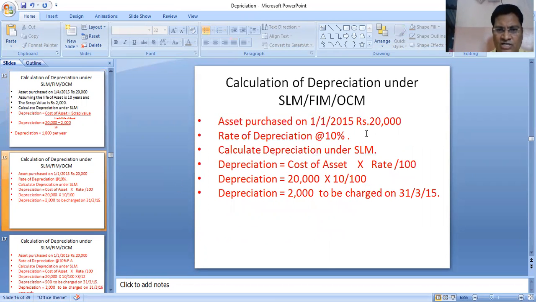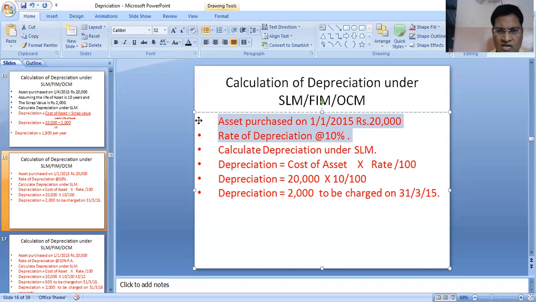Next, one more method of charging depreciation under SLM, FIM, or OCM is when the sum is given like this: asset purchased on 1/1/15 at 20,000, rate of depreciation 10%. They have asked you to calculate the depreciation under SLM. Depreciation is cost of asset into rate by 100, that is 20,000 into 10%. That is, depreciation is 2,000 to be charged on 31st March 15, because you have purchased the machine on 1/1/15. For 3 months also the amount of depreciation is 2,000. Next year again it will be 2,000, and next year 2,000 again. There is no per annum, that's why the time element is not required.